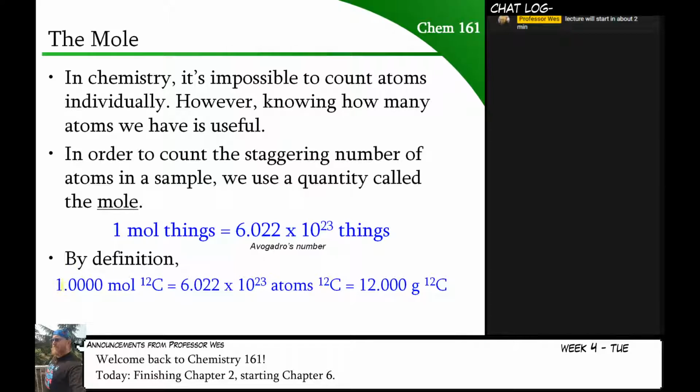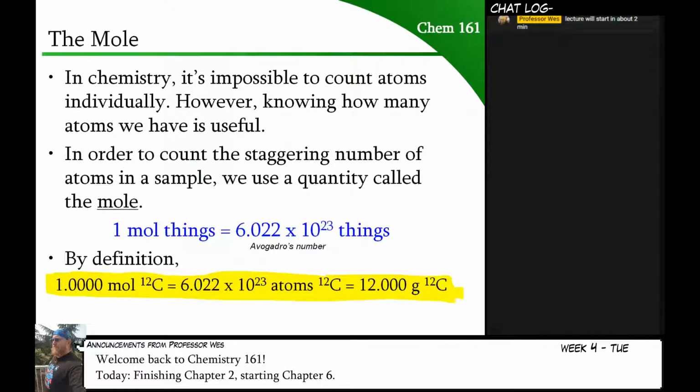Now, by definition, a mole of carbon-12 is Avogadro's number of atoms. A mole of carbon-12 is also 12 grams of carbon-12, which is what we defined when we were talking about mass spec. So there you go. Those relationships right there are very important for the foundation of how we weigh stuff at the atomic level.